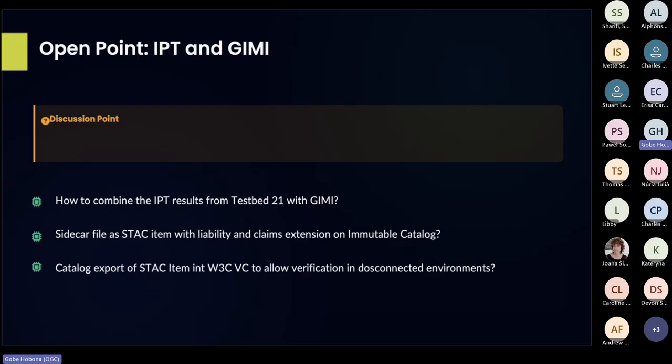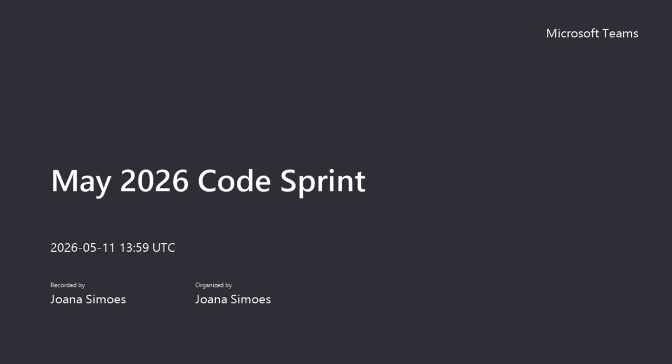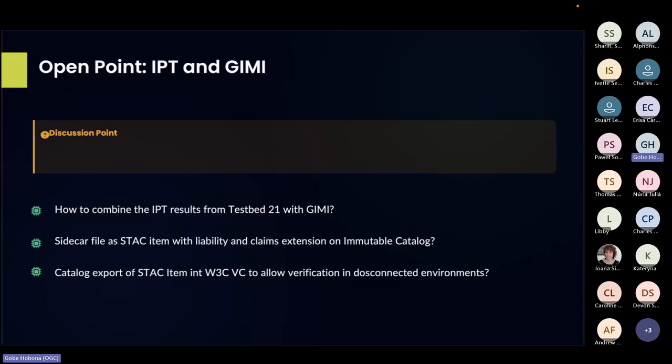Yeah, again, this discussion point, how to combine exactly. And we were also doing the presentation of the testbed 21. There were good points like how to combine IPT results with testbed 21. A sidecar file, a stack item with a reliability and claim extraction on immutable catalog, is it enough or not enough, something to be discussed. Catalog as a stack item into a W3C verifiable credential to allow verification of disconnect.